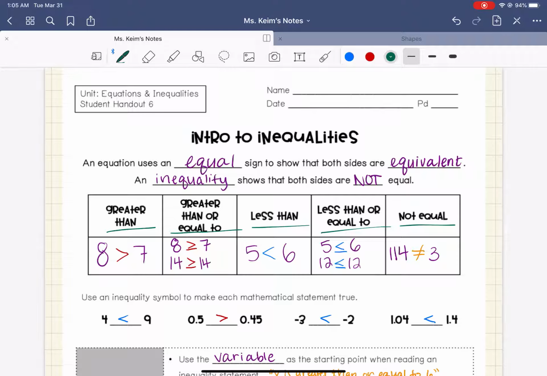Saying that 5 is less than 6 is not saying that it's equal to 6, it's saying that it's less than 6. Okay, 4 is also less than 6. So once again, it's a comparison of two things that are not equal.